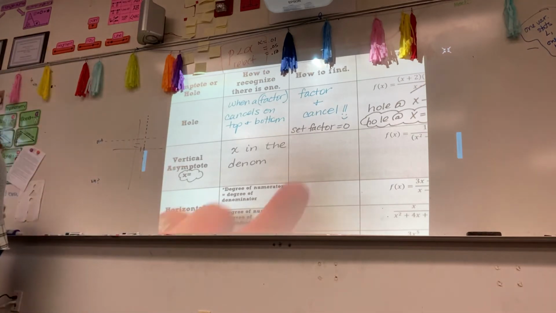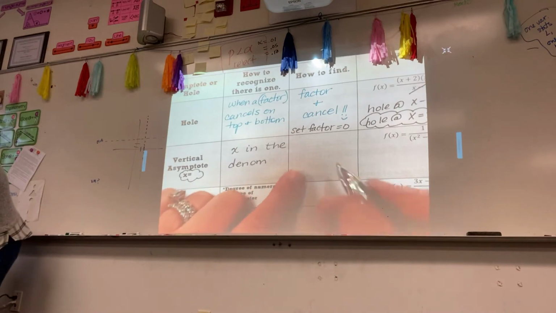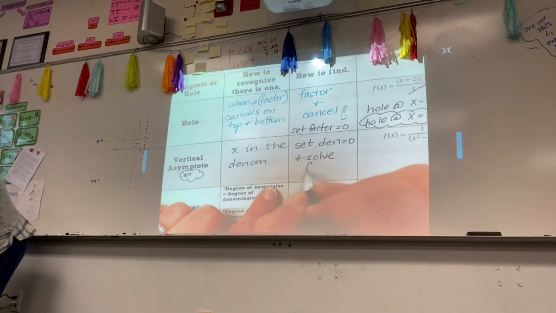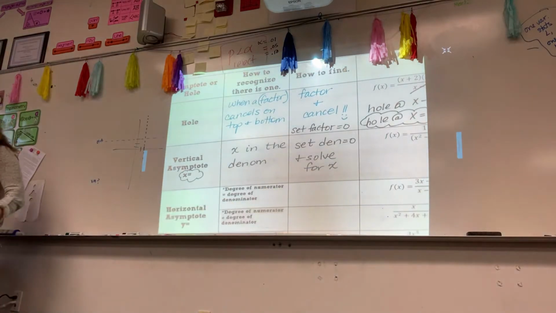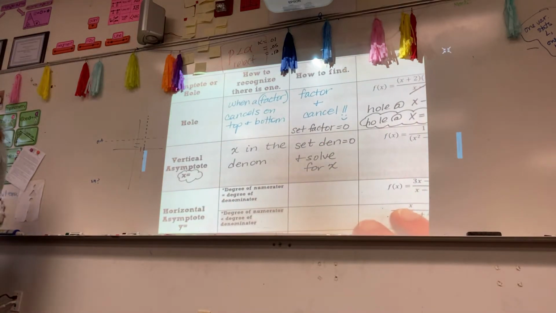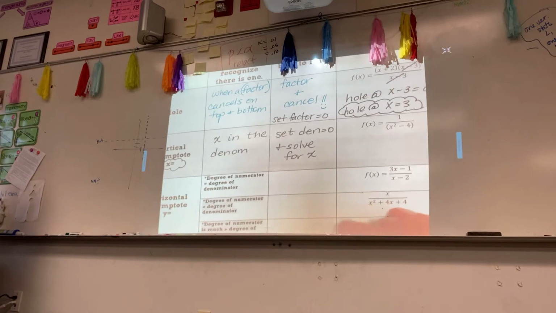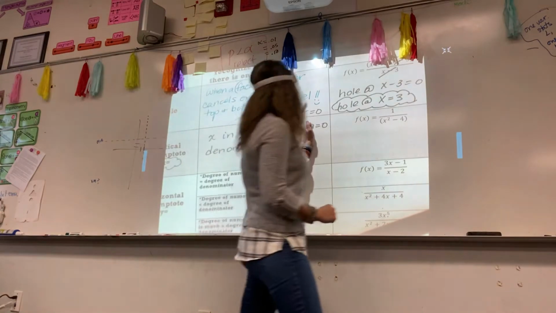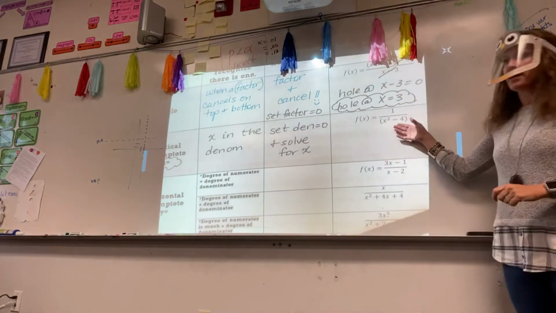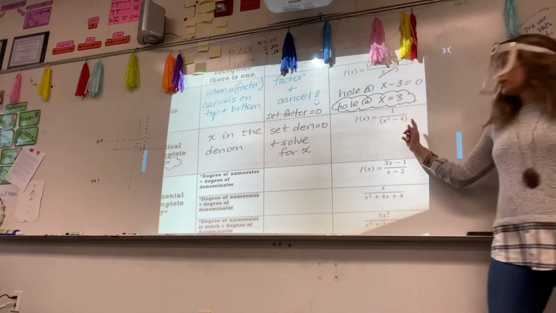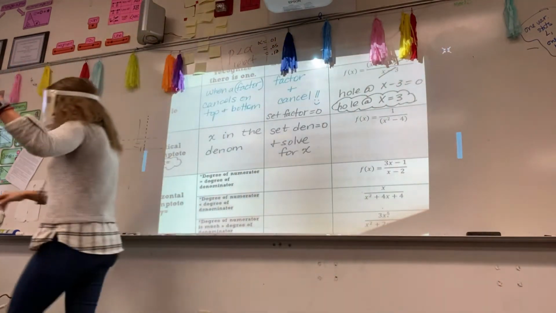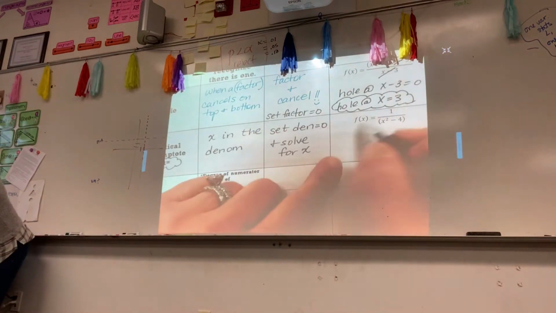And this is what you do. You set your denominator equal to 0 and solve for x. And you can have several vertical asymptotes. Just depends on what's in the denominator. All right, look right here. Vertical asymptote. Set your denominator equals 0 and solve for x. Let's try it. You ready? Look at this denominator. What is that? Difference of 2 squares. So always factor if you can. Okay? That's step number 1. Always factor if you can.